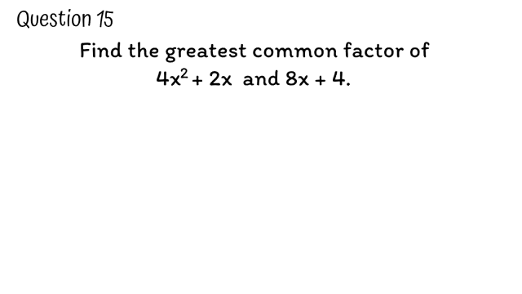Question 15. Find the greatest common factor of 4x squared plus 2x and 8x plus 4. To find the greatest common factor of two polynomials, we need to factor each polynomial and then identify the common factors. For 4x squared plus 2x, we can factor 2 out because 2 can divide both 4 and 2 without a remainder. 4 divided by 2 is 2, and 2 divided by 2 is 1.